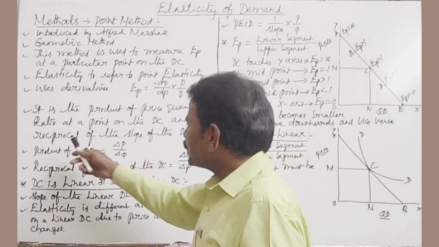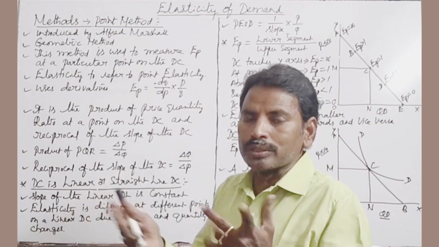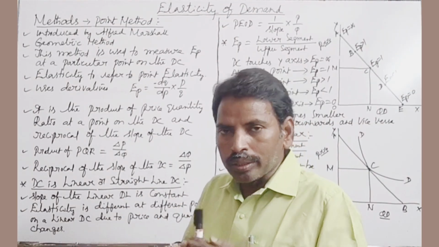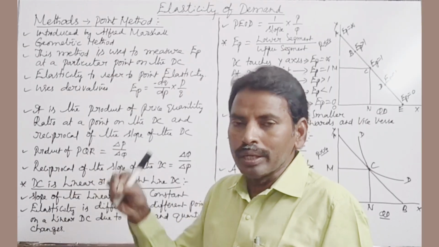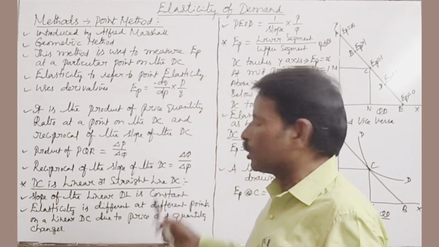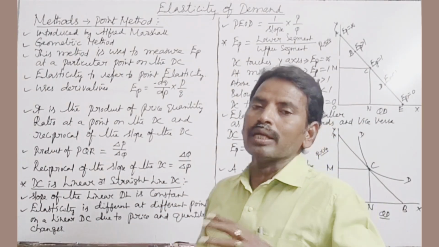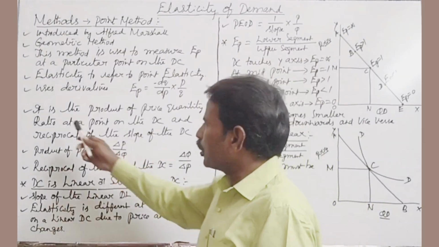Whereas the reciprocal of the slope of the demand curve, reciprocal means reverse. The slope of the demand curve is delta P by delta Q. The reciprocal of that slope is delta Q by delta P. So, a very important point.